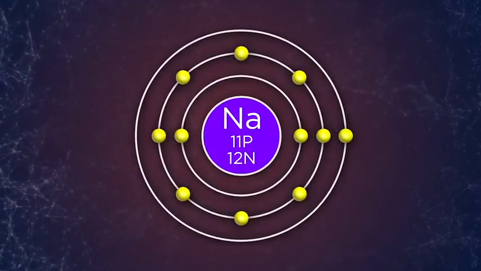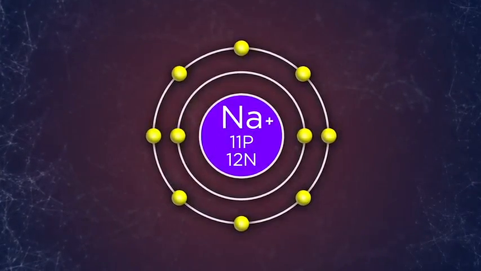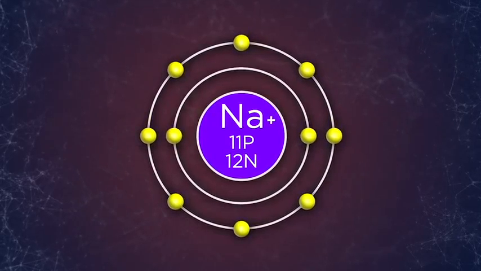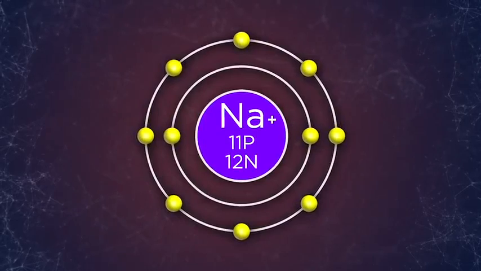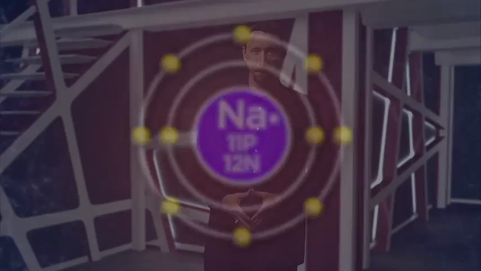Let's take a look at sodium now. With 11 protons and electrons, we can remove an electron from sodium, creating a positively charged sodium ion. That charged sodium ion, not the neutral sodium atom, is that pesky form of sodium that your doctor keeps telling you to cut down on in your diet.